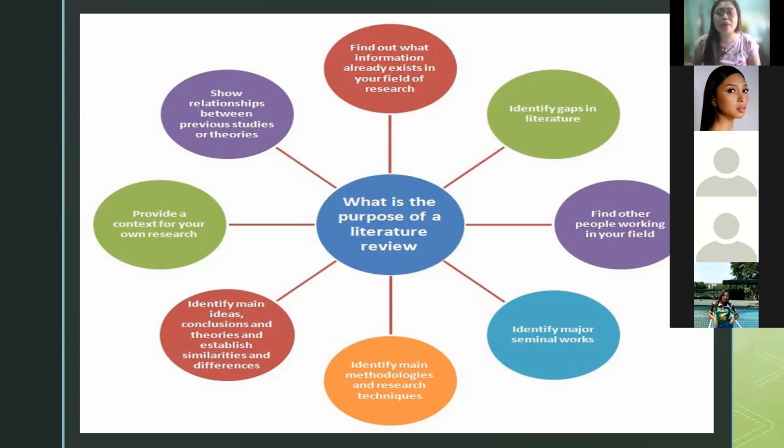So actually, when you did your introduction, you did research, right? Where did you research? What did you do? You did a literature review. So in the introduction class, you already used RRL to provide the context of your own research. And lastly, show relationships between previous studies or theories. So these are all the purposes of doing literature review.